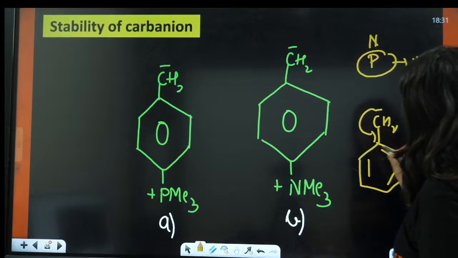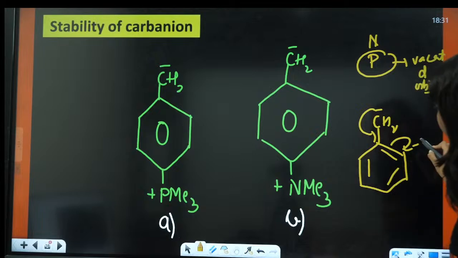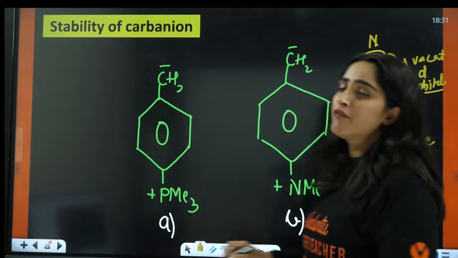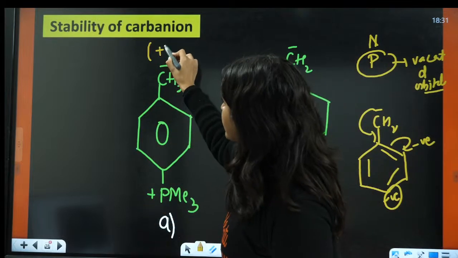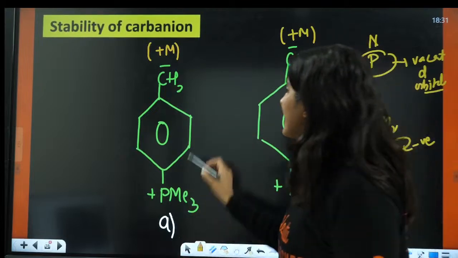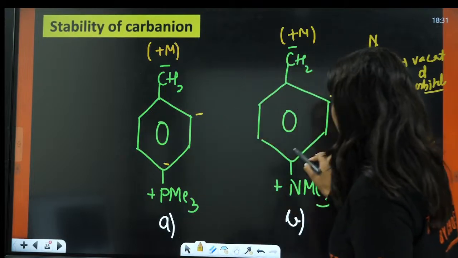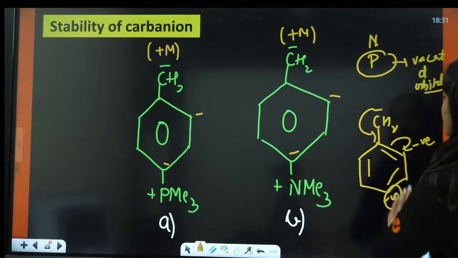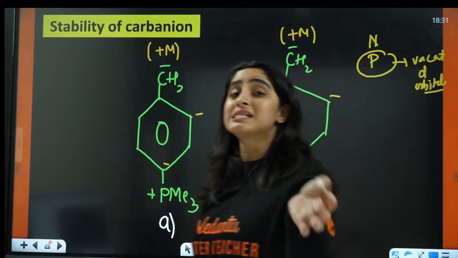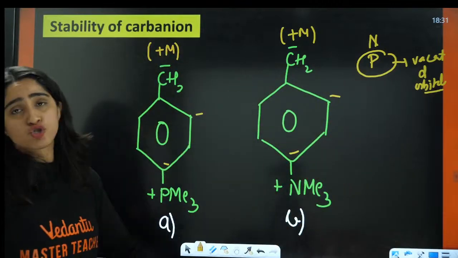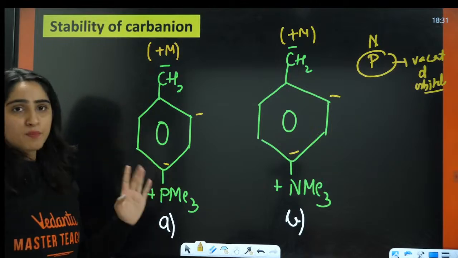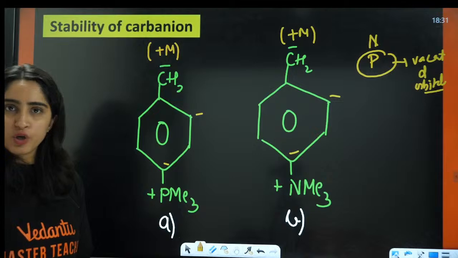This negative will jump here, so it will give negative charge on this and negative charge on this. That means this negative will give plus M effect, and because of the plus M effect of this CH2 negative group, there will be negative charge on the ortho and para positions. Now on this para position you have negative, and on this para position you have negative.